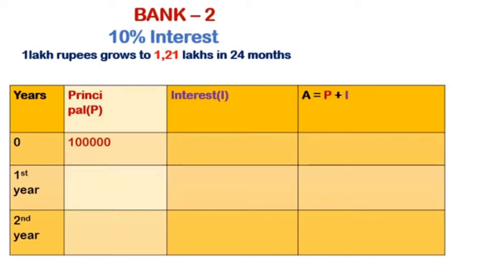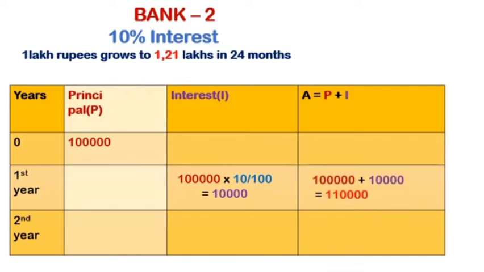Clear children? So look at the question, look at this table. First our principal amount is 1 lakh. We want to find the interest and the amount after 1 year. So how to find the interest? 1 lakh into 10 by 100, because rate of interest is 10%.